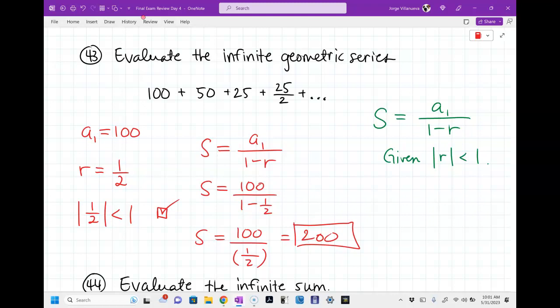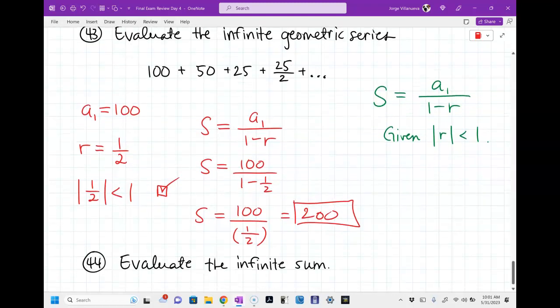Will the tests tell you if it's infinite or finite? No. Sometimes it will, sometimes it won't. So I'm writing the instructions the way it looks on the test. Notice this one says evaluate the infinite geometric series. Notice the next one says evaluate the infinite sum. Now at the very bottom, it says infinite sum. So you've got to figure out what they're talking about, but it's pretty easy. You can tell. They're not always really obvious, but they give you enough information that you know. Any questions on 43 before we move on to the last one?